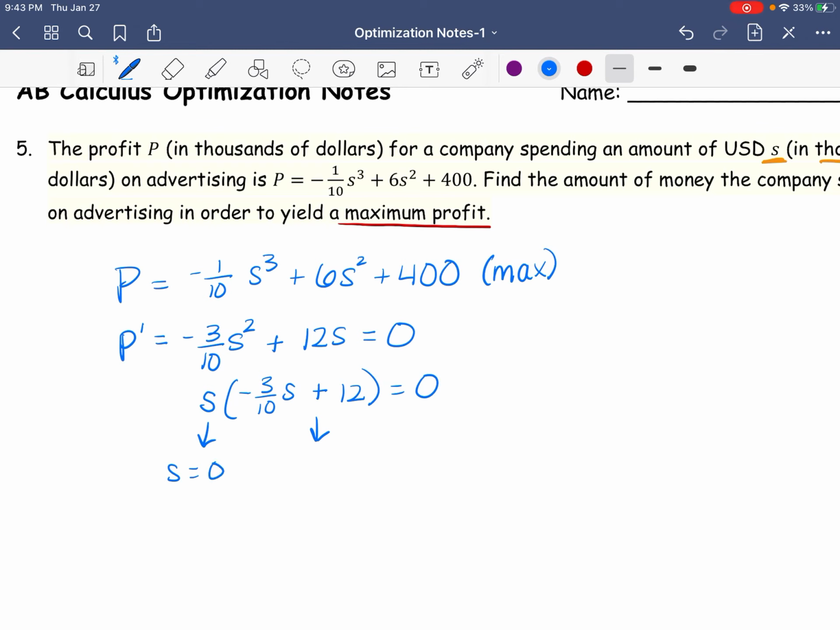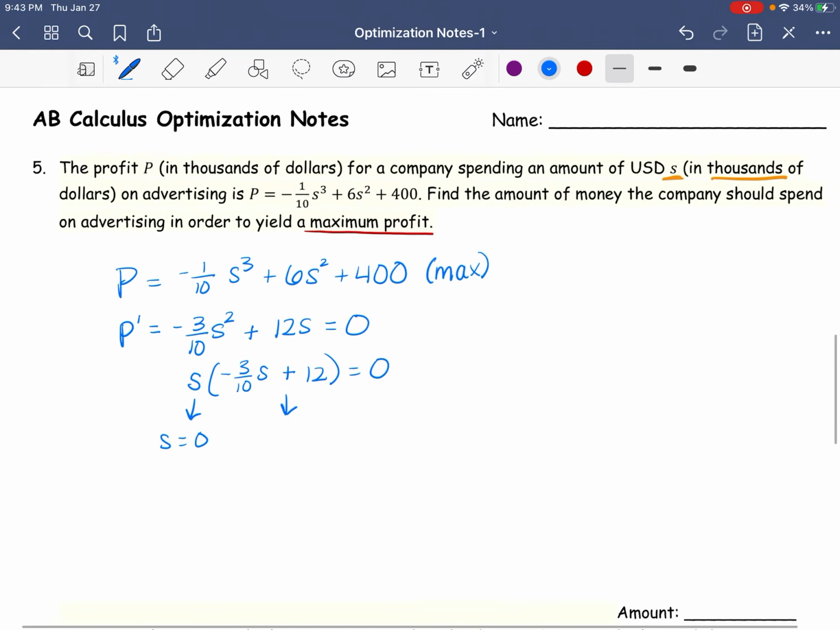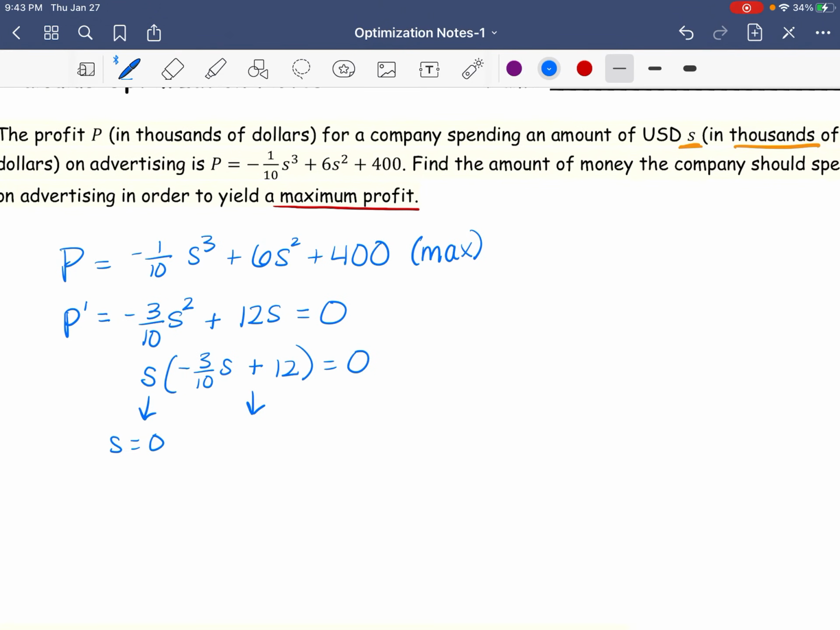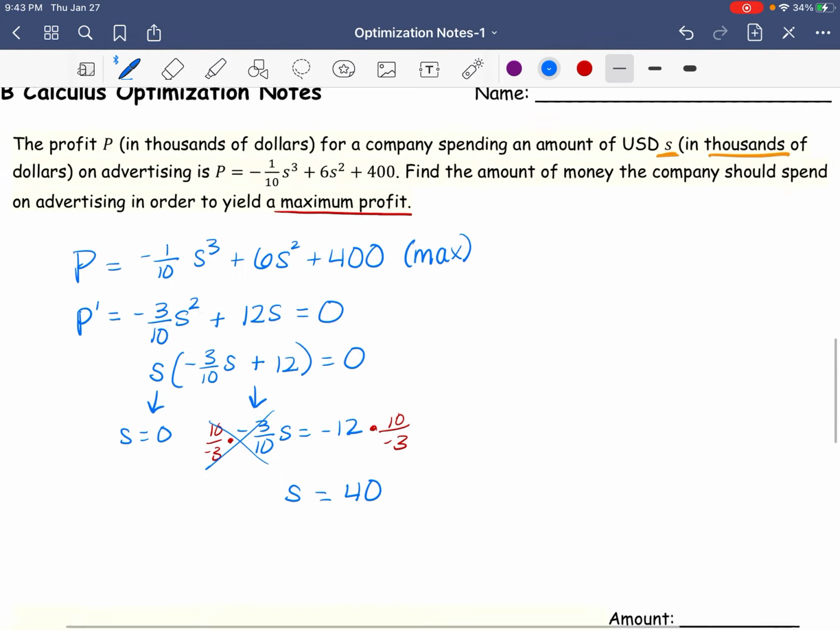That's not going to be my answer because the question asks how much money the company should spend to get a maximum profit. Well, we're not going to pick spending $0. Let's solve the other factor, or set the other factor equal to 0. Multiply by the reciprocal. And when I solve this, I get S equals positive 40.